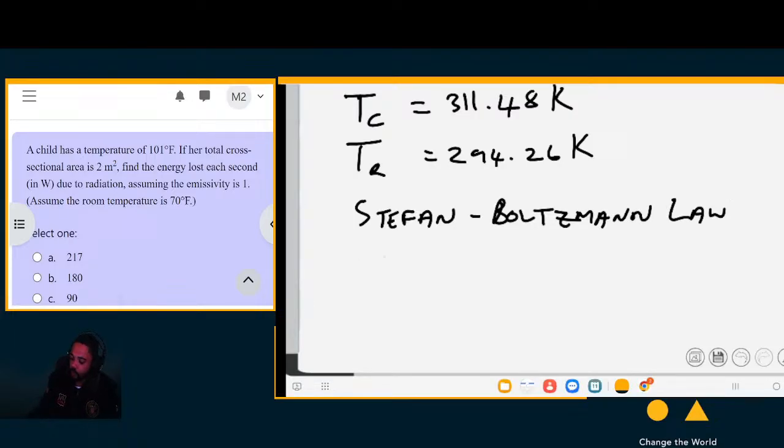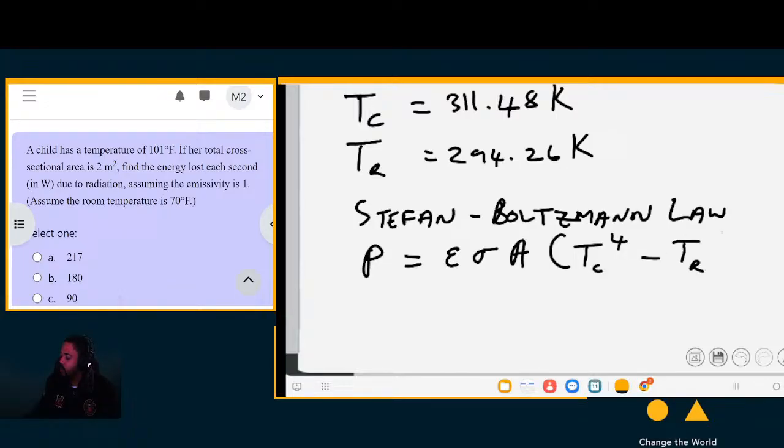The Stefan-Boltzmann law says that the power, or the amount of heat radiated per second, the energy per second, is equal to the emissivity multiplied by the constant sigma times the area times the temperature in Kelvin to the power 4 of the hot body, in this case the child, minus the temperature of the room to the power of 4.